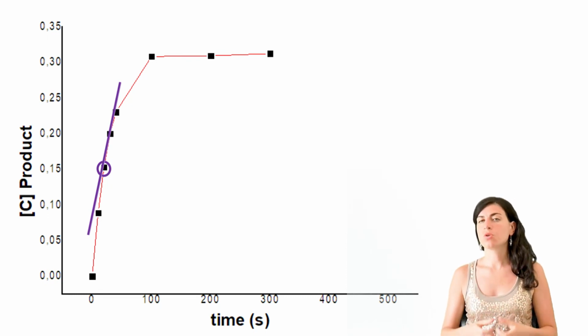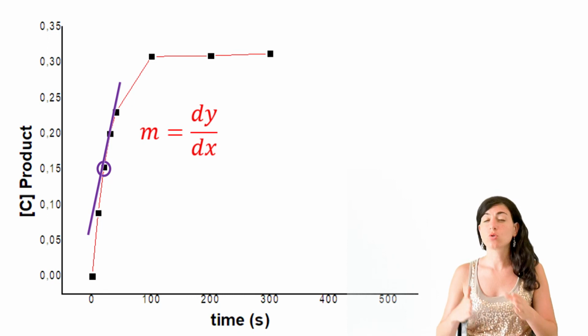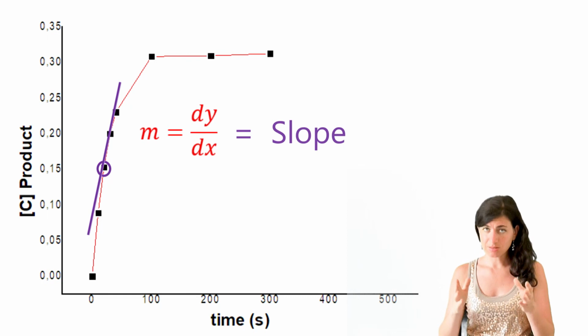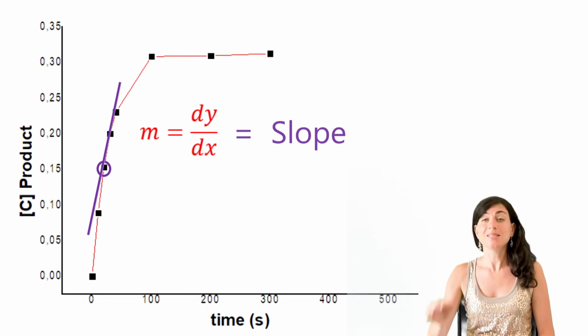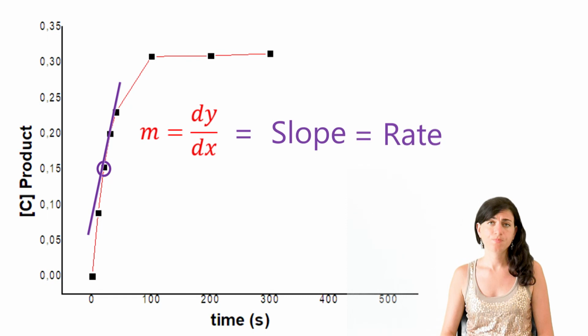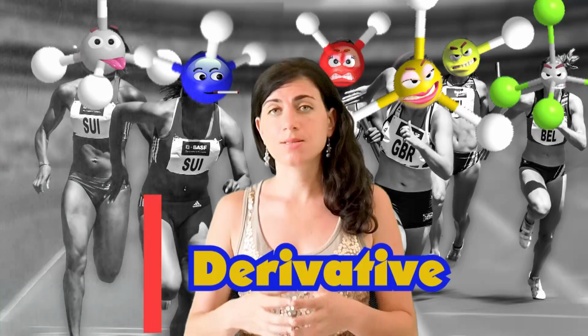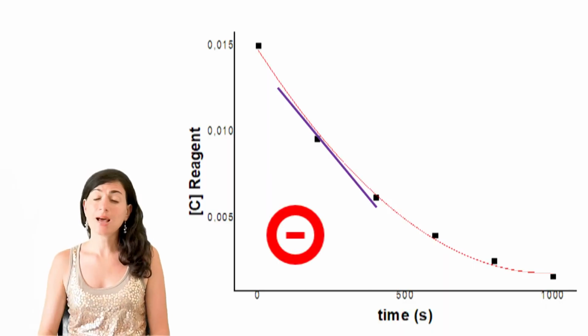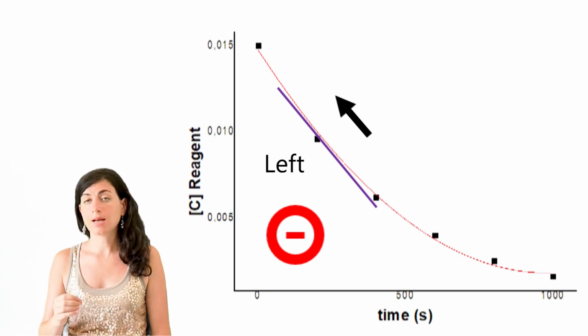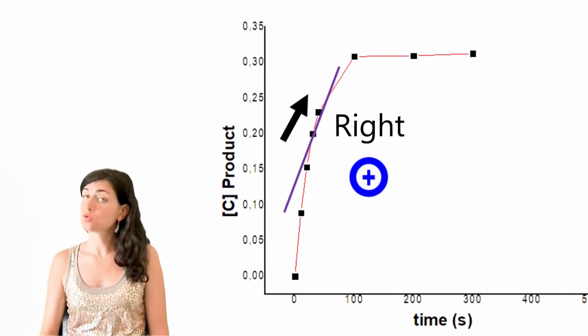Now, as you may know from your math studies, the angular coefficient of this line is actually its slope, and the slope of this line is, in this case, the rate of our graph of concentration versus time. So when you have this kind of graph, the tangent at each point will determine the rate at that point. It's what we call in maths the derivative. In the case of reagents, the slope will be negative: the line leans to the left, while for products it will be positive: the line leans to the right.